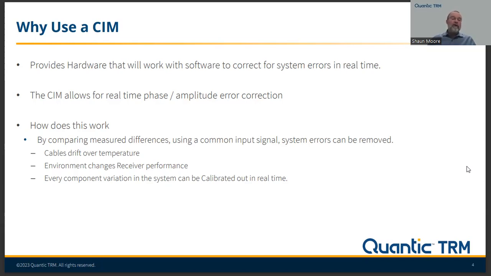Once the system self-measures itself, you can then go in there and apply the correct mathematical correction that you need in software to correct for any errors that may be inherent in the rest of the hardware. Things like cable drift over temperature, or even just absolute cable length. Cables are never exactly phase matched. There are environmental changes due to temperature or other environments in the receiver.